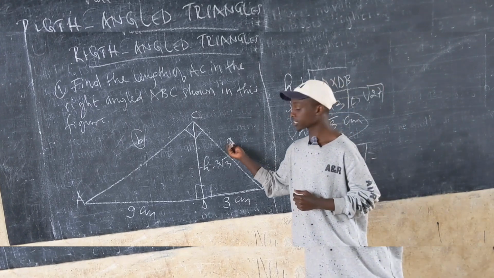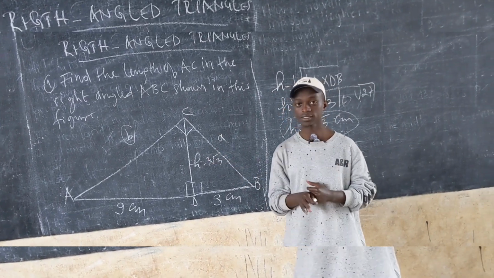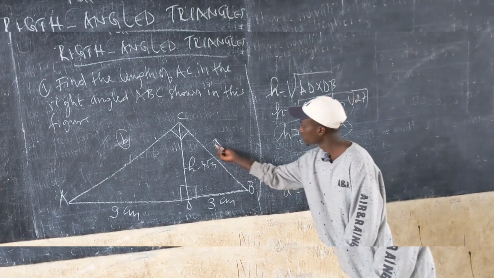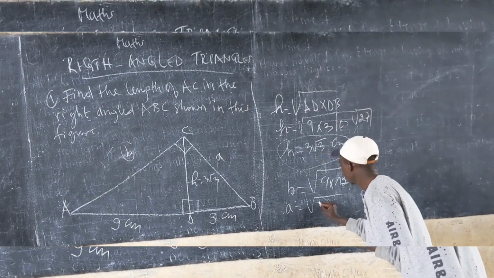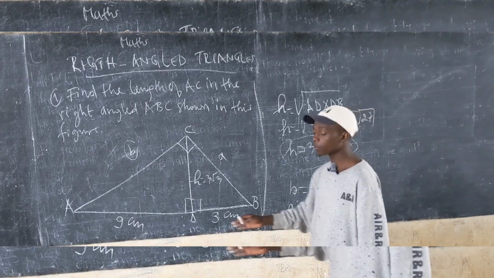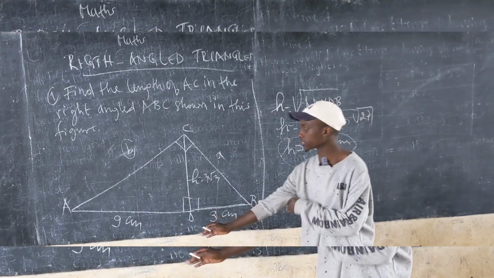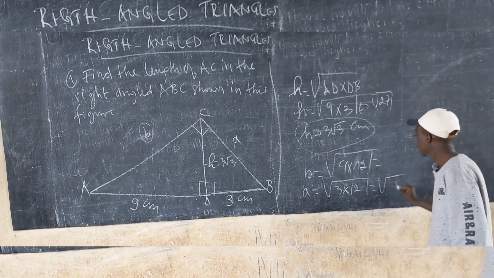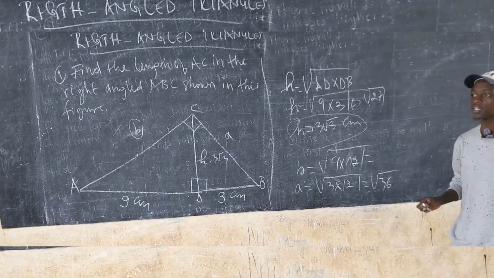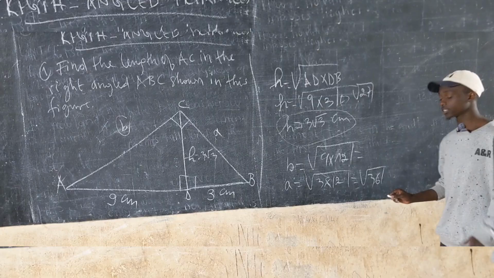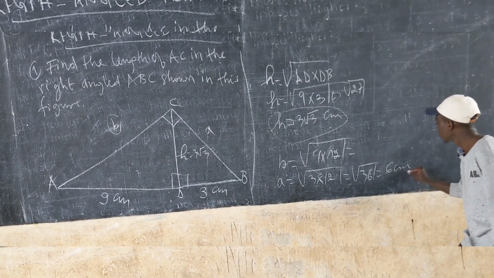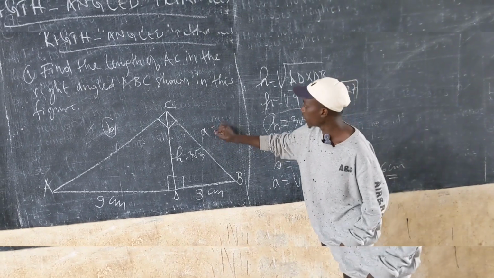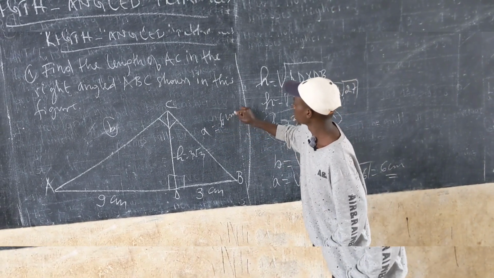And if you are asked to calculate a, a should be equal to the square root of this side, which is 3, times the sum of the hypotenuse, 9 plus 3, which is 12. The answer is the root of 36. The root of 36 is 6 centimeters. This is the side length of a. So a must be equal to 6 centimeters.